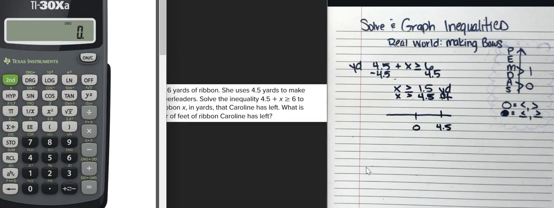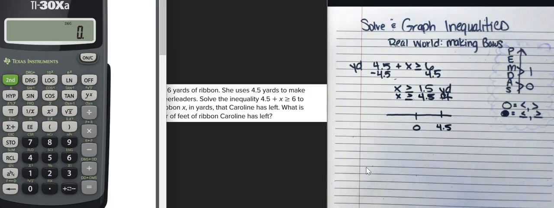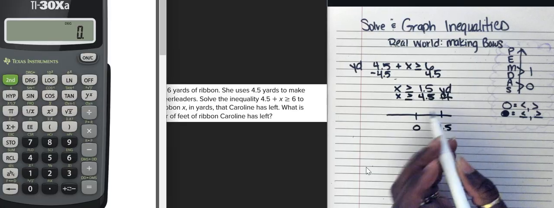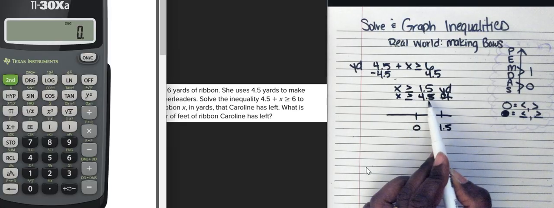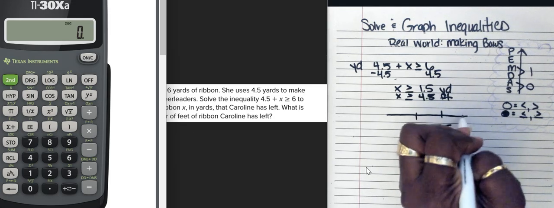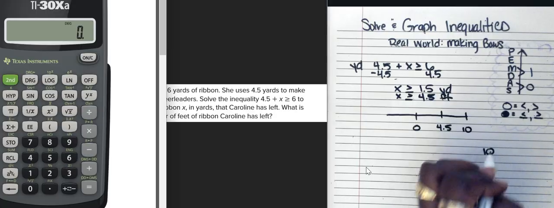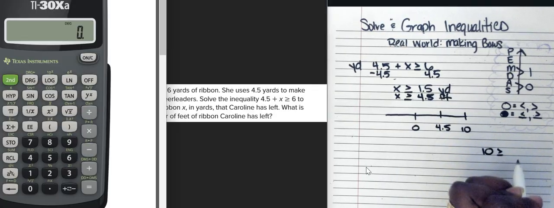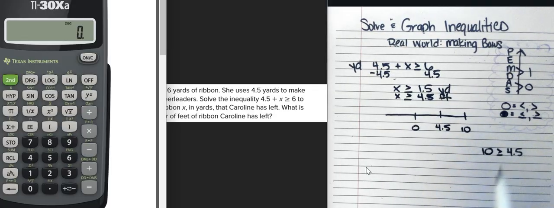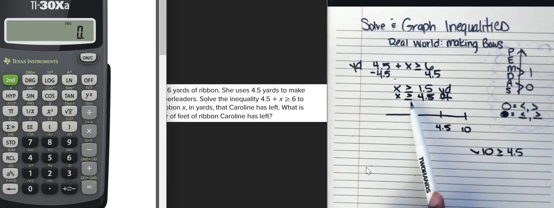Now, what could I plug in where this statement x is greater than or equal to 4.5 would make this true? So I need something that's greater than or equal to 4.5. So greater than means I'm moving to the right. So what if I say, let's go over here and say 10, right? So if I replace x with 10 and say greater than or equal to, is this a true statement? Is 10 greater than or equal to 4.5? Well, yeah, that's true. So that means that I do have this all set up correctly.